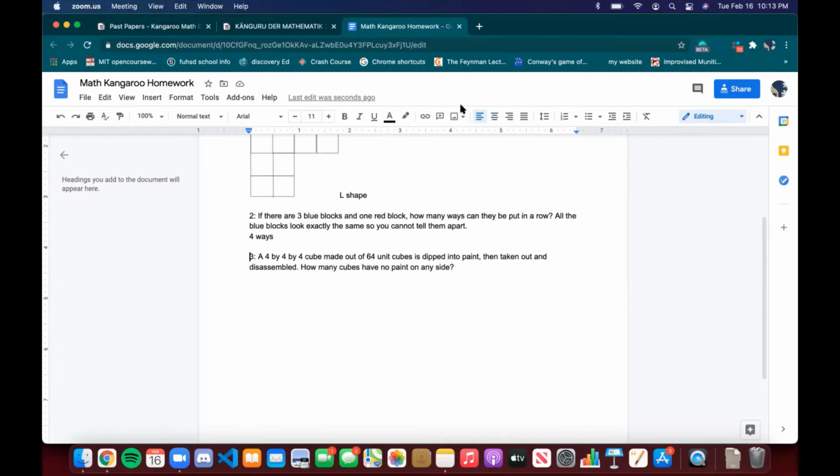That would look like this. Then you'd have lines going here. And then you'd have lines going across. That split each face into a 4x4 square. And then you make that into a 4x4x4 cube.